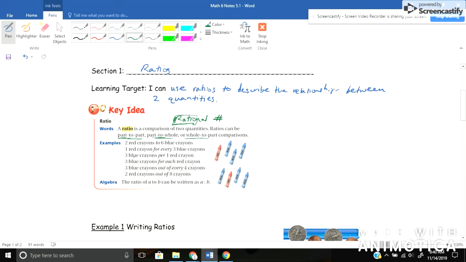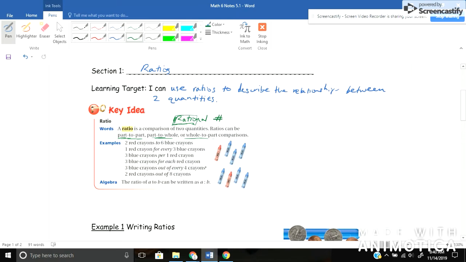And it also says there are 3 blue crayons per 1 red crayon. So they just took this and they simplified it. Okay, you could say there's 3 blue crayons for each red crayon. That's kind of the same thing. Or 3 blue crayons out of every 4 crayons.